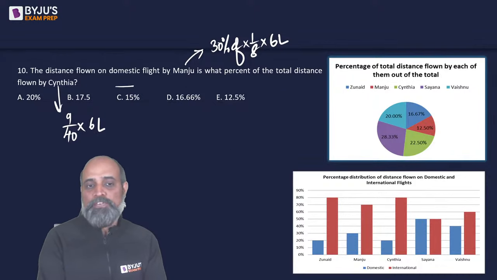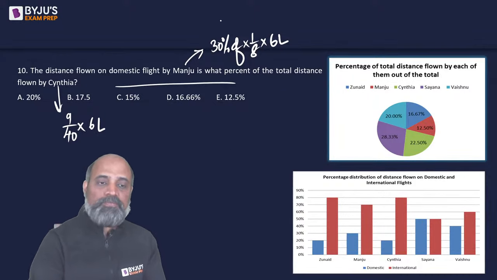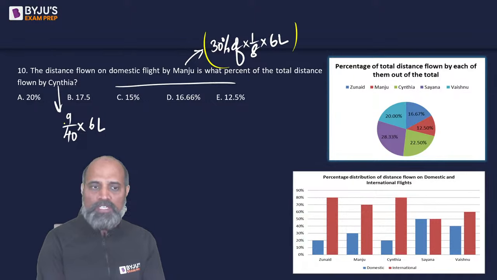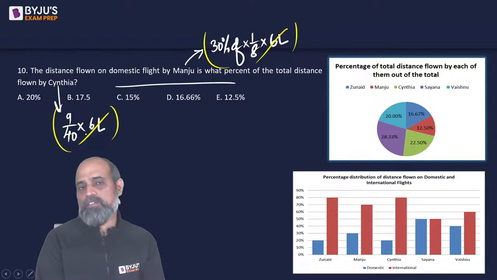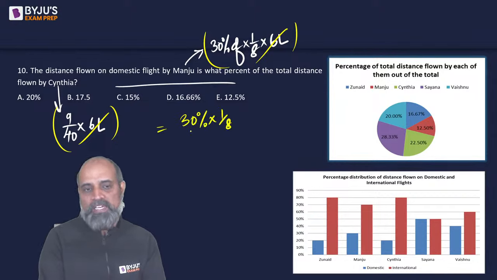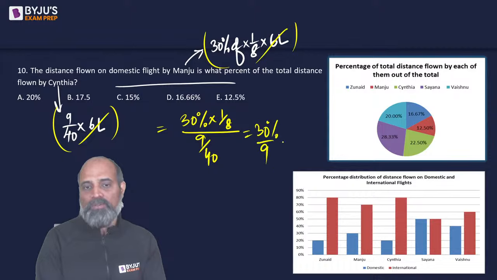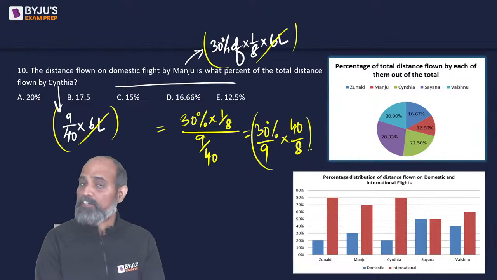Now, if we divide these two, we have to divide this by this, because that's what the question is about. What you will find is 6 lakh is gone. So you have a fraction which is 30% of 1/8 and below it 9/40, right? Which I believe everybody knows what is going to happen now. This calculation will be made. This is 5 times. So we have 150/9 percentage.